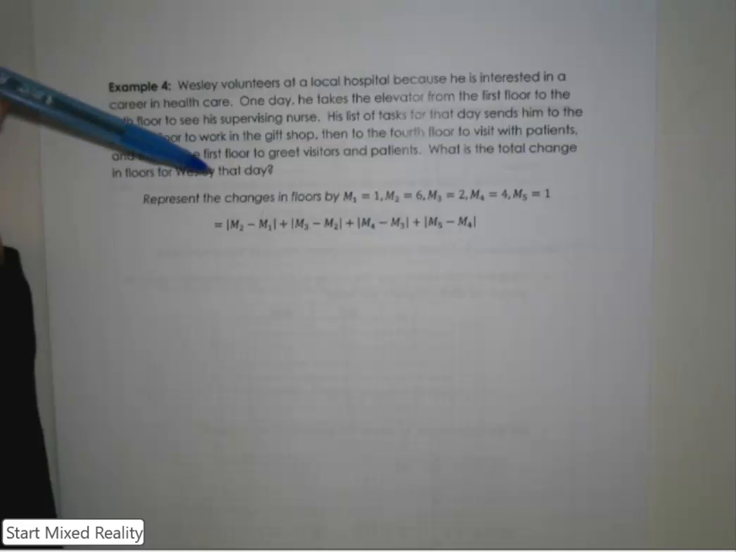So Wesley volunteers at a local hospital because he's interested in a career in healthcare. One day he takes the elevator from the 1st floor to the 6th floor to see his supervising nurse. His list of tasks for that day sends him to the 2nd floor to work in the gift shop, then to the 4th floor to visit patients, and then to the 1st floor to greet visitors and patients. What is the total change in floors for Wesley that day?